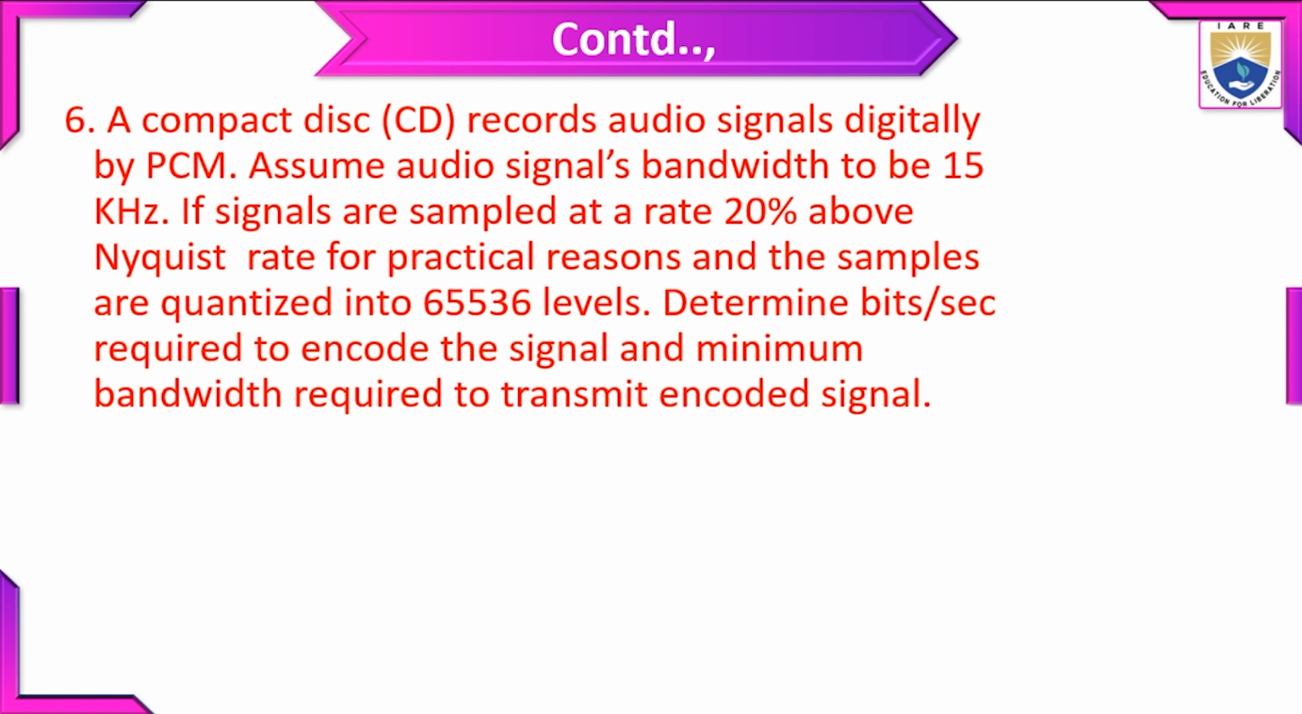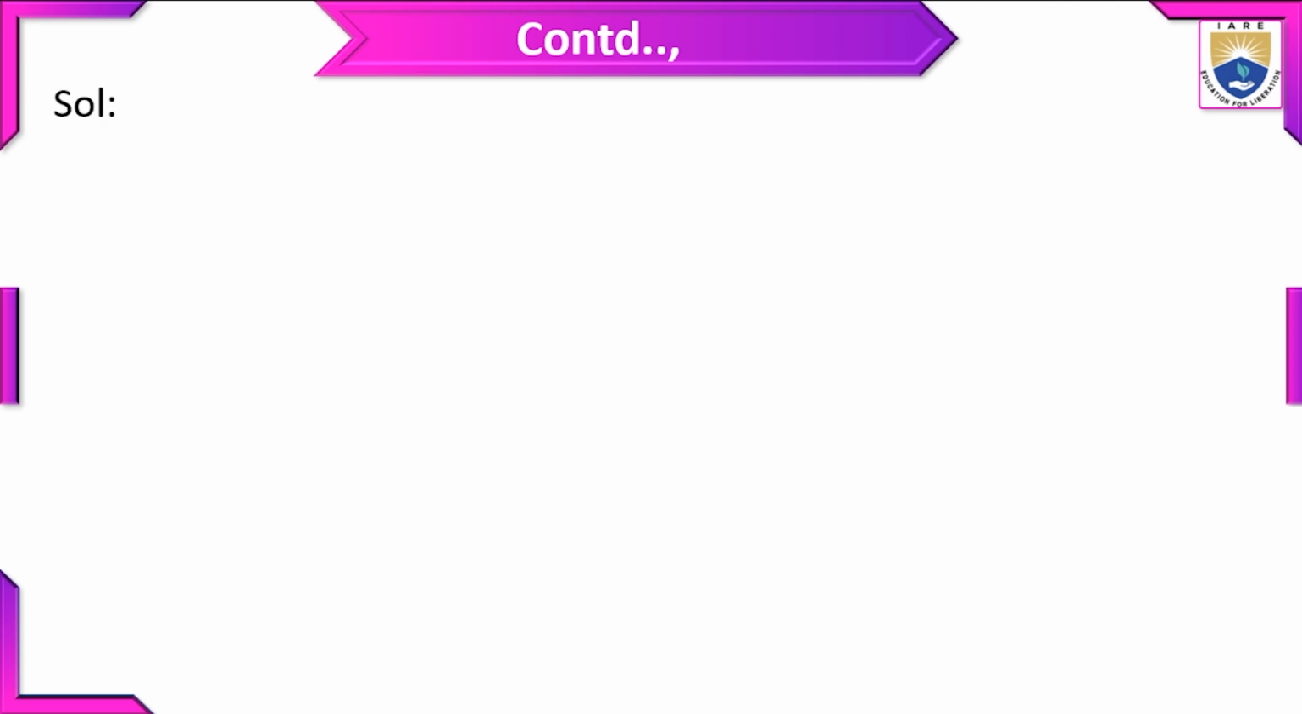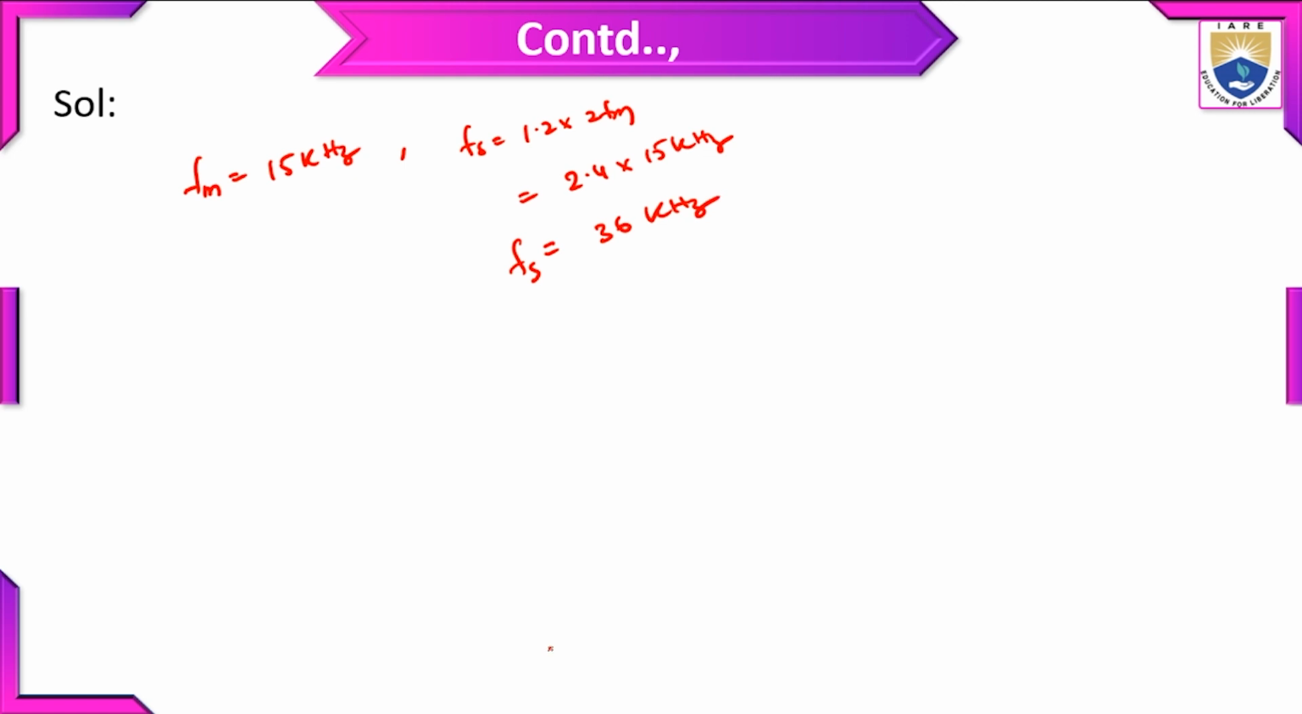By using this data, we are going to find number of bits. So first you go to write the given data, FM is 15 kilohertz and Fs is equal to 1.2 into 2 FM. Already we know that. So it is 2.4 into 15 kilo. Why? Because 20% above the Nyquist rate sampling rate. So here Fs is equal to 36 kilohertz.